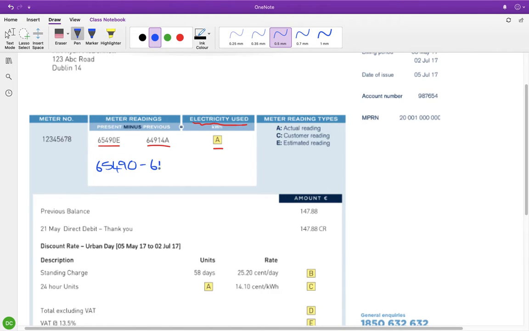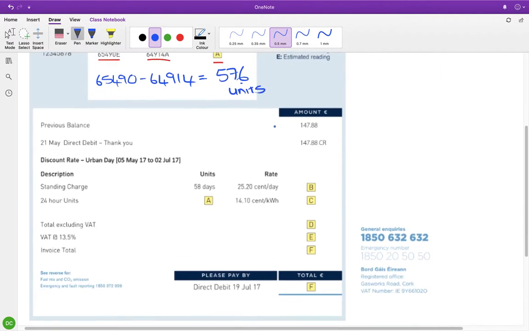65,490 minus 64,914. The E and the A are just codes. I don't know what they reference, but you don't need to know. So you subtract them, and we figure out that A is 576, and that's how many units were used. So that's A. So then we move down here to B.